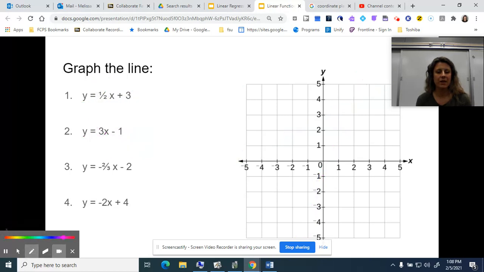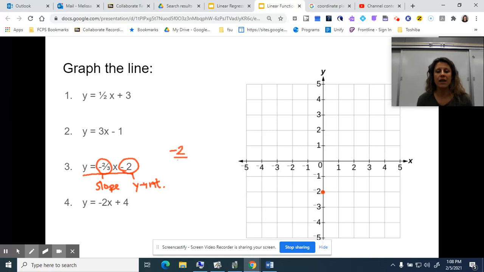Okay, so number 3, I'll graph that one in red. We have y equals -2/3 x minus 2. Our slope is -2/3. And our y-intercept is -2. Okay, so we start at the y-intercept of -2. And then my slope is -2/3. So I could put that negative sign with the numerator or with the denominator, but not both.